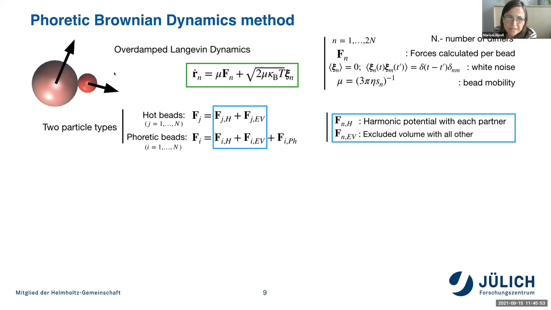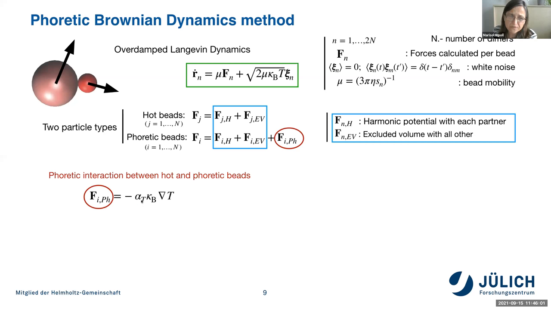But the phoretic bead needs to calculate the effect of all the phoretic interactions. And that's the interesting part of it. And how do we implement phoresis? We know that these phoretic interactions are a constant factor times the temperature gradient that the system is feeling. And this constant factor is the thermal diffusion coefficient, which is characteristic of each particle. And the temperature gradient we can calculate through the Laplace equation simply.